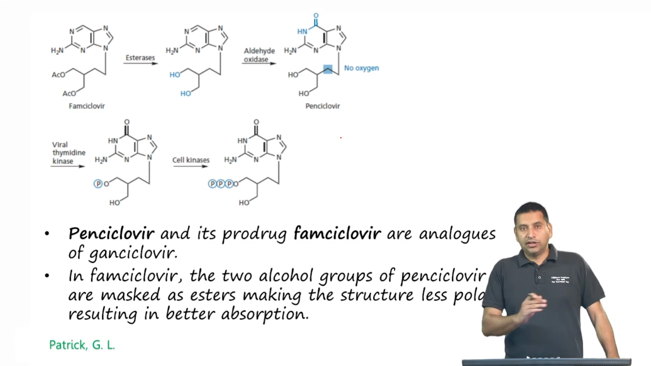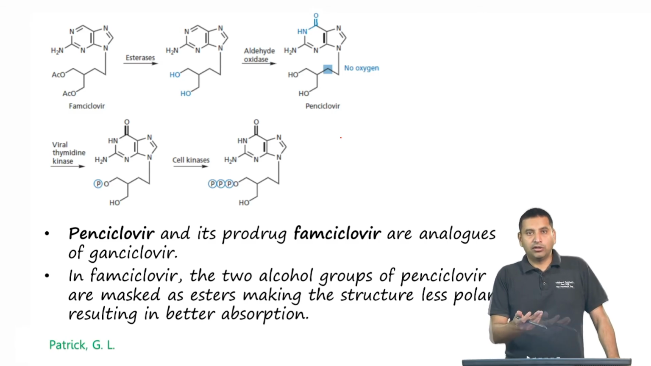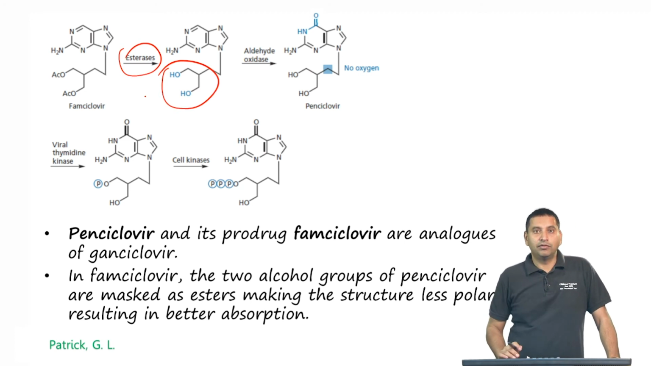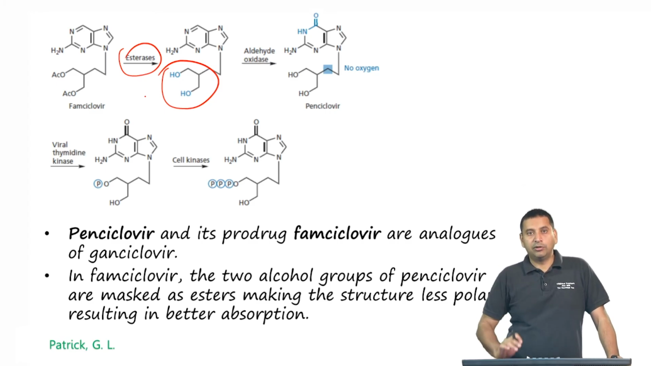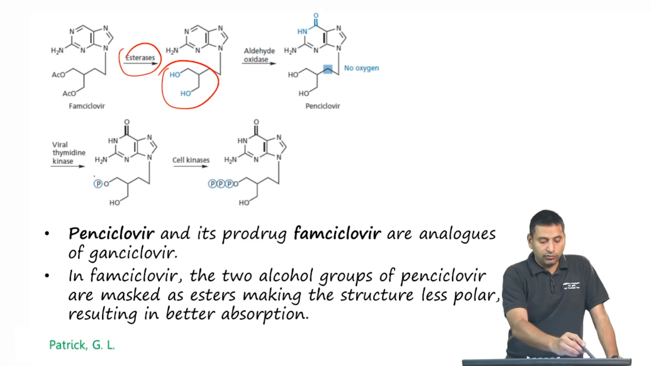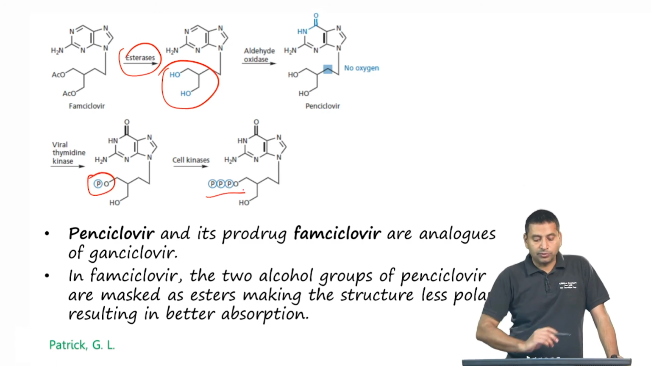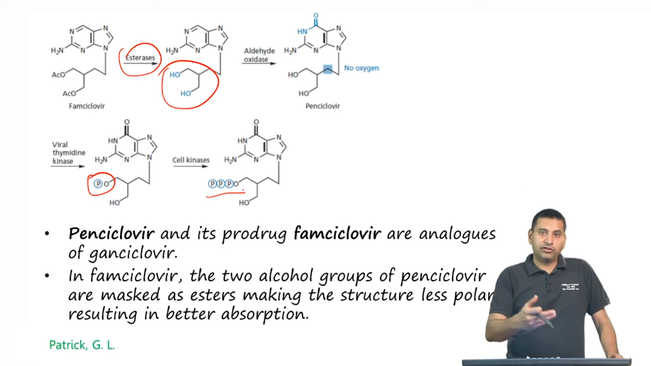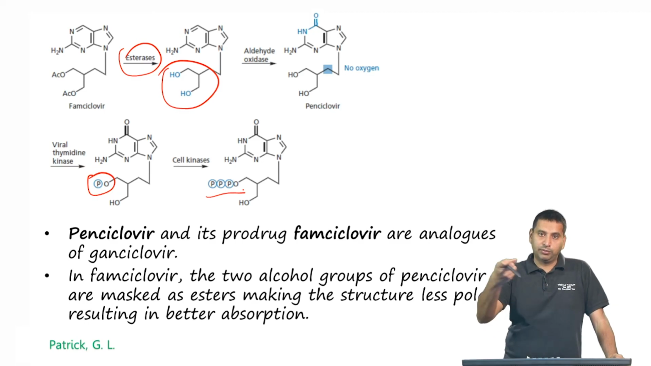So there is another molecule which is again a prodrug, which has a diacetate derivative, and so this diacetate is cleaved by esterases to produce the free diol, which is then subsequently inhibiting the transcription. So again, the viral thymidine kinase is going to phosphorylate here and then subsequently generate the triphosphate. So the two alcohol groups are masked as esters, and this makes the structure less polar, and therefore it is better absorbed.